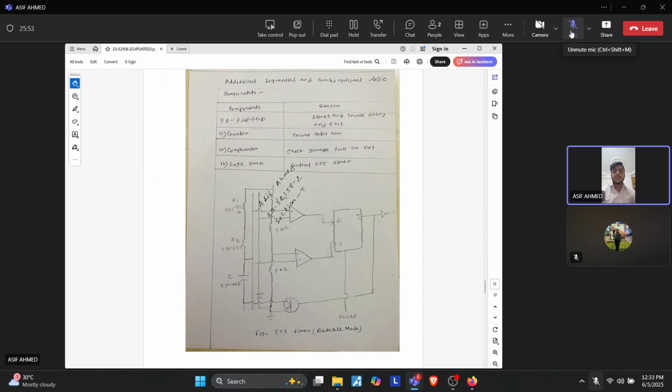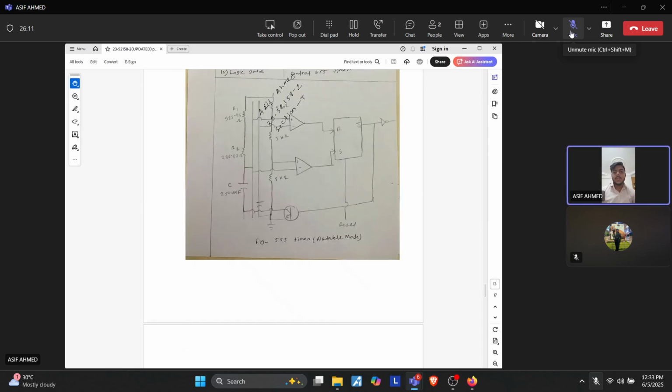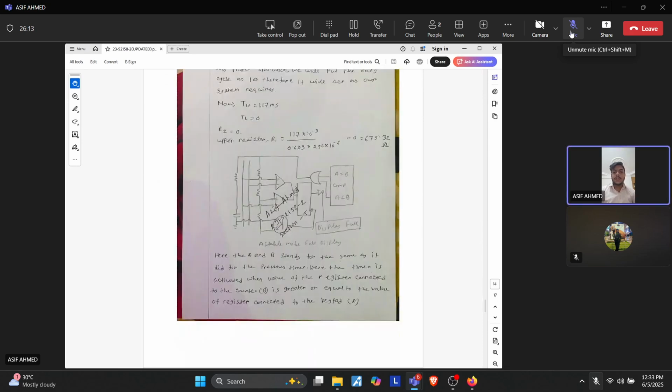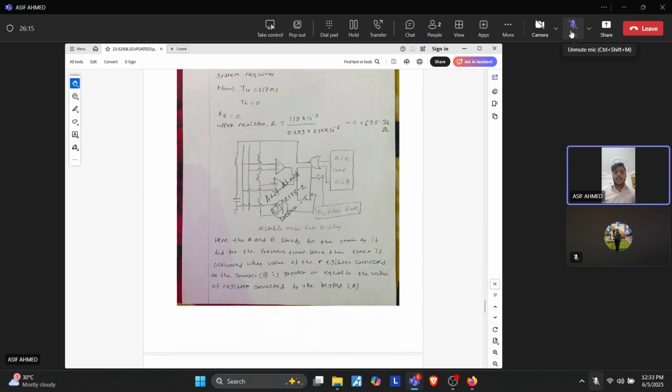to solve this problem. We have used D flip-flops to store and count the entry and exit, and a counter is used to count the total cars. A comparator is used to check whether the garage is full or not, and we have used logic gates to control the 555 timer. Now we have used another 555 timer, in astable mode, to display full.